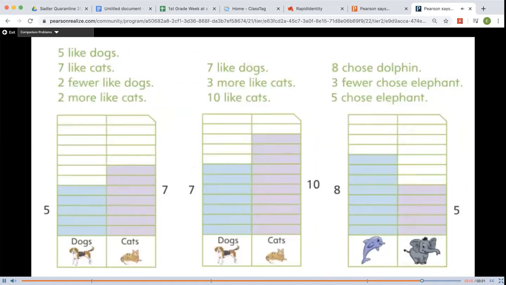When I do a survey, I can find out how many more or how many fewer people choose one option. If I know how many more or fewer, I can figure out how many preferred a different option.